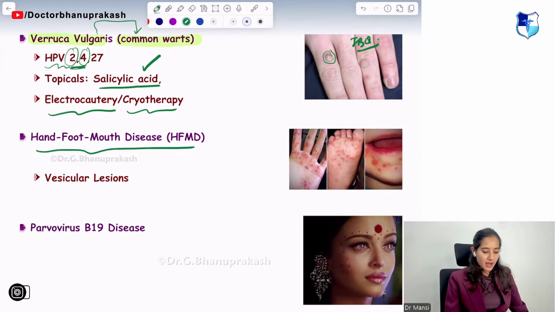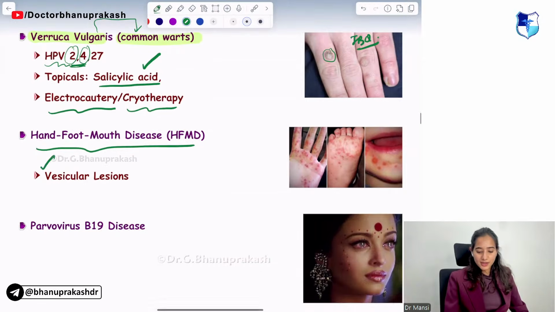And then the hand, foot, mouth disease, which will have vesicular lesions. And these vesicular lesions will be present on the baby's hand, foot, and around the mouth.